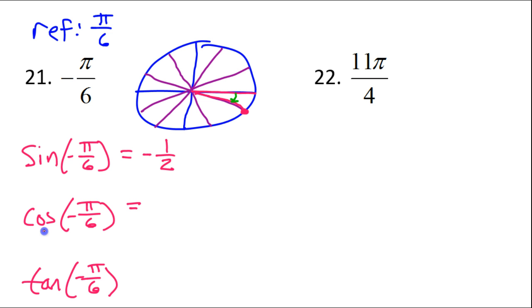Alright, we've memorized that the cosine of pi over 6 is radical 3 over 2. In this quadrant, cosine is positive, so I don't need a negative sign. Tangent is this one over this one, so that's going to be 1 over radical 3. And since only one of them is negative, it will be negative. So that's number 21.